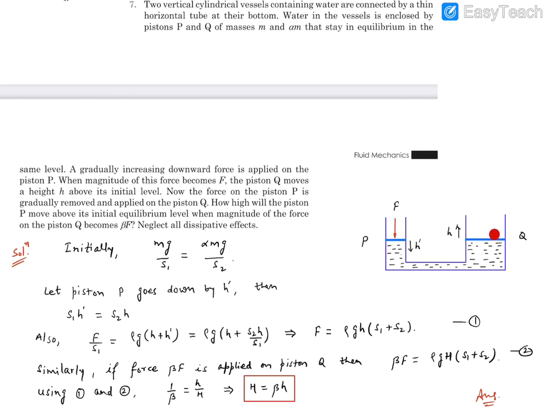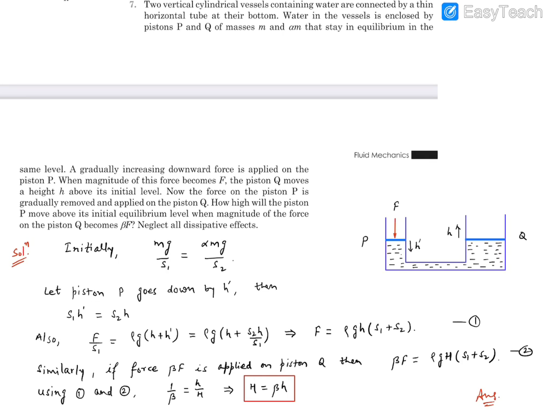That means pressure force will be balanced by the gravitational force. Since the pressures are identical and cross sections are S1 and S2, the gravity force divided by the cross-sectional area for the two cases must be identical when this force was not acting. So we can write mg by S1 for this piston and alpha mg by S2 for this piston. This is the initial condition, and if it is needed, we will use that.